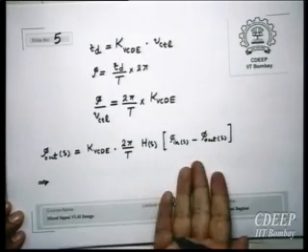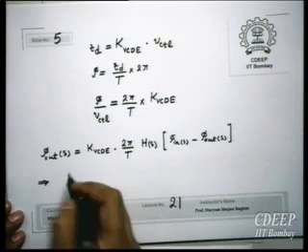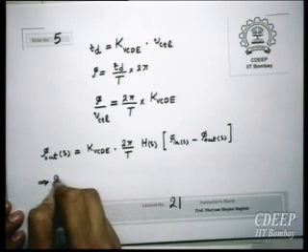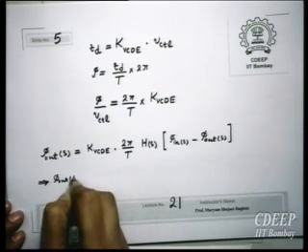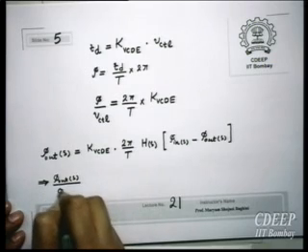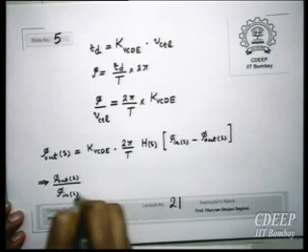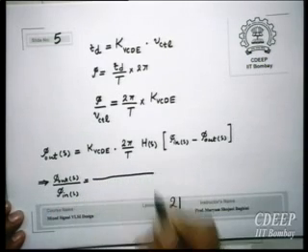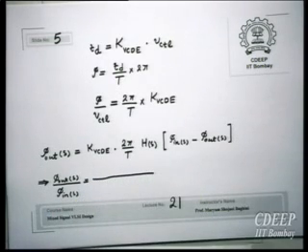So this is a negative feedback loop. Therefore, V out(s) upon V in(s) will be same as before. Therefore, depending on the order of H, we will get a second order or first order, and so on.